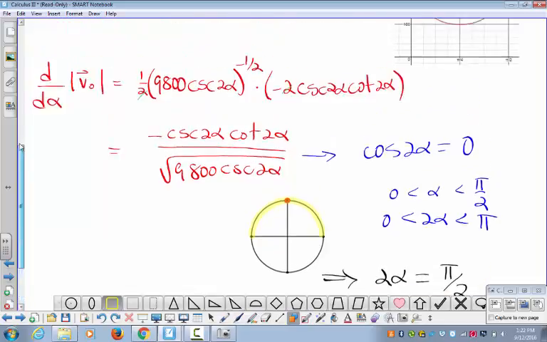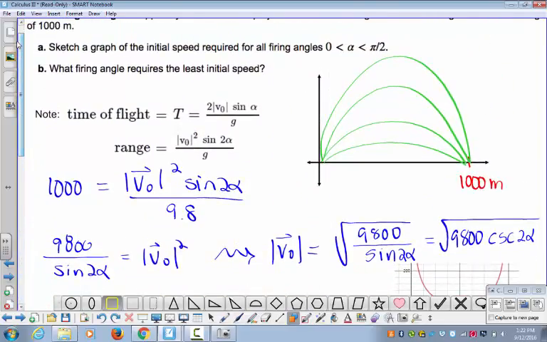All right, the last piece of this says, what firing angle requires the least initial speed? Oh, yeah, we just did that. Can you just put the, like, you know that, though? Like the 45 degrees? Yeah. We have our experiences with that, like throwing basketballs and all sorts of things. Yeah, that only works if you're throwing to the same level that you started from. Yeah, that's a good point.